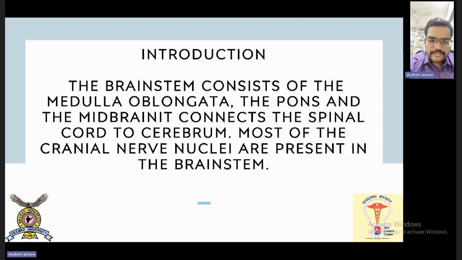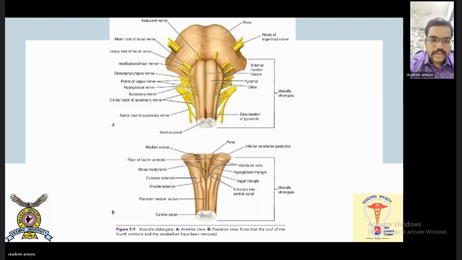Let's move ahead. These are some diagrams taken from Sobota's Atlas of Anatomy, a very good atlas apart from Netter's. So this is the medulla. The first image is of the anterior view, and the one below is of the posterior view.